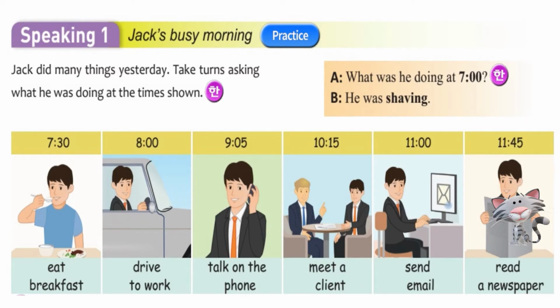What questions to talk about Jack's busy morning. As it says up here, Jack did many things yesterday. Yesterday is the time expression for the day before today. Take turns asking what he was doing at the times shown. So this is the example. What was he doing at 7? He was shaving. Now we're looking at the things he did after shaving.